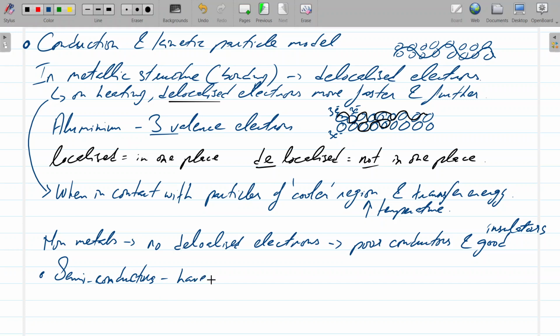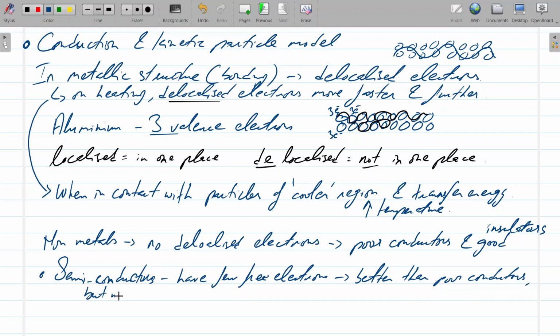Right, so these guys have few free electrons. They are better than poor conductors, but not as good as good conductors.